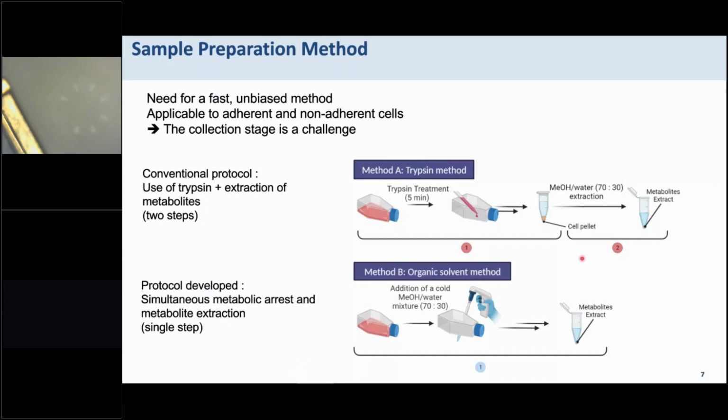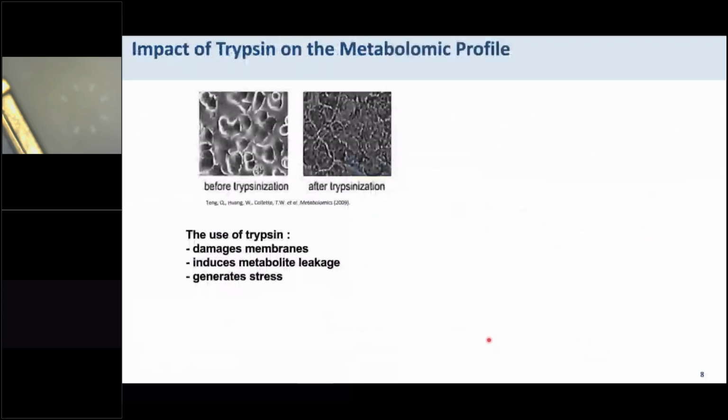The second method, which is becoming increasingly popular, is the one-pot method, which will simultaneously extract the intracellular metabolites, but also stop the metabolism by applying a cold organic solvent directly into the flask. The disadvantage of this method is that no intact cell material is available for further analysis. By looking at the literature, we saw that in 2009, Tang described that the use of trypsin can cause damage to the membrane, leads to leakage of metabolites, and induces cellular stress.